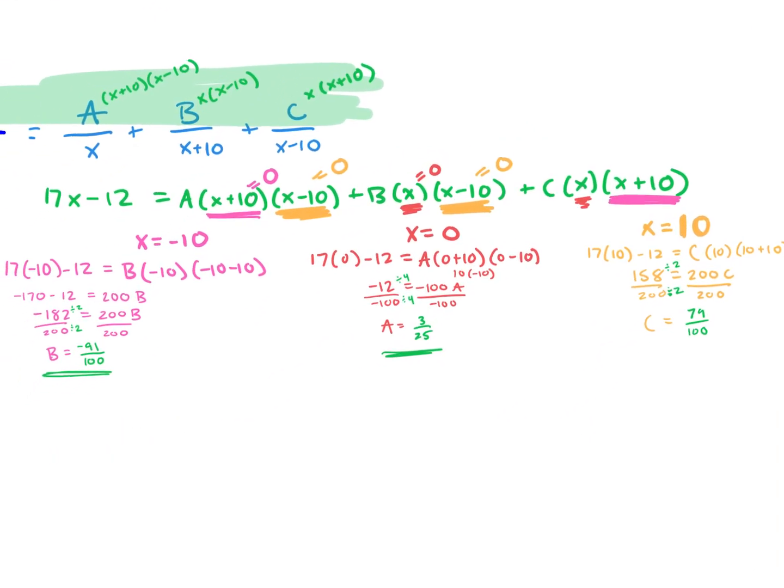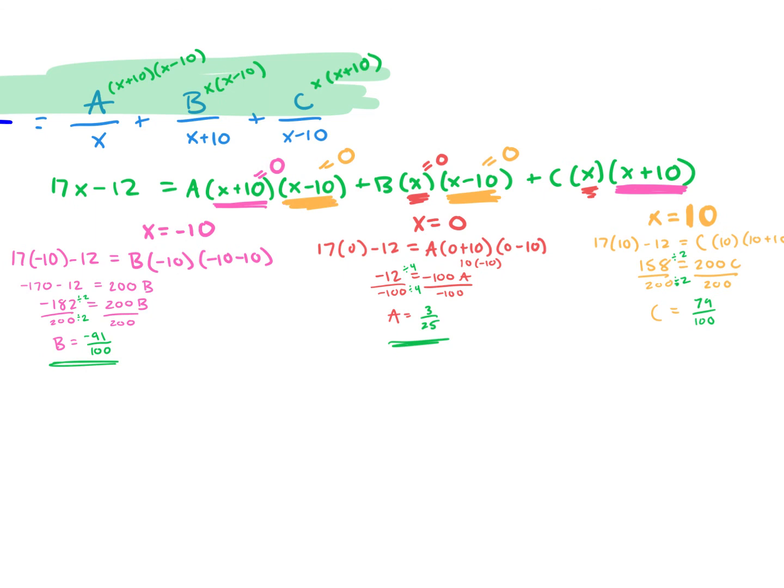So once we found A, B, and C, what's the last step? Put them back in their base thing. Plug them in. So A is 3 over 25. The numerator stays on top, the denominator goes on the bottom. So this is 3 over 25x, because it's just x on the bottom. So I'm plugging it in here, which we don't need the parentheses. I'm just showing you that we can write them, because it's 25 times x.